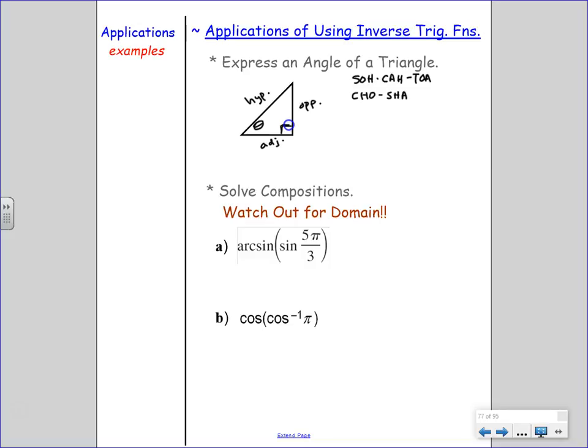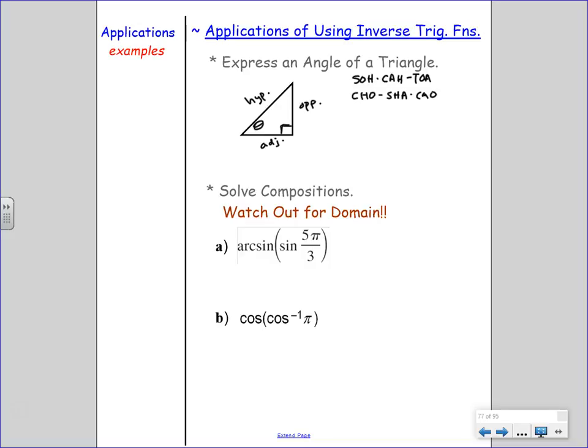Question. Is SOHCAHTOA CHOSHCAHTOA for the normal trig or the inverse trig? Why normal? Because when you're using inverse trig, they're giving us a place and we have to find the angle instead of using the angle to find a ratio.